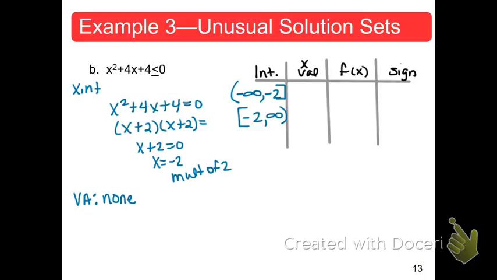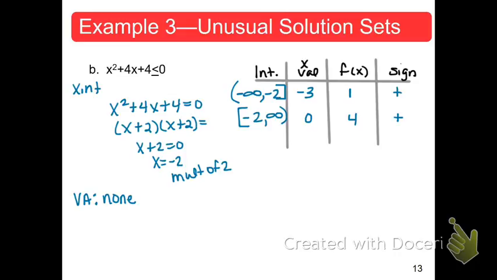All right, so let's pick an x value that's in our interval. So let's say between negative infinity and negative 2, we pick negative 3, and between negative 2 and infinity, let's pick 0. So when we plug the negative 3 into our given function, we see that it is 1, and when we plug in the 0, we get 4. Both of those are positive.